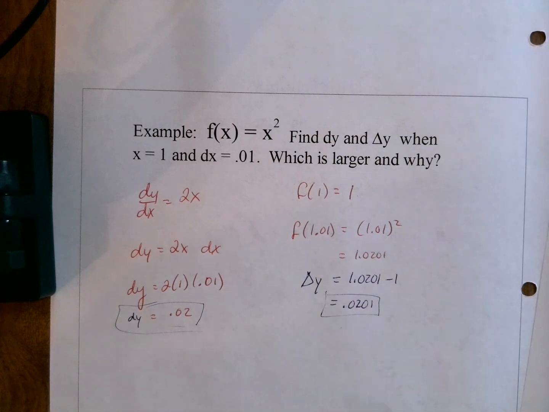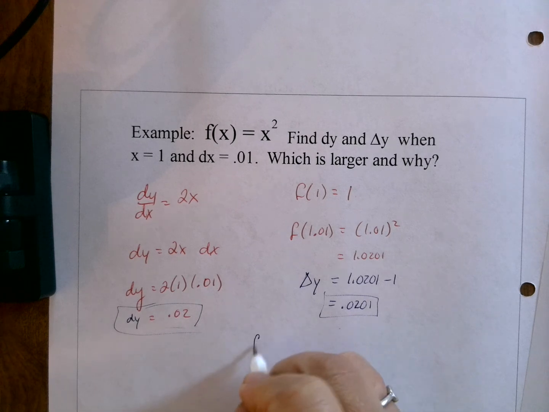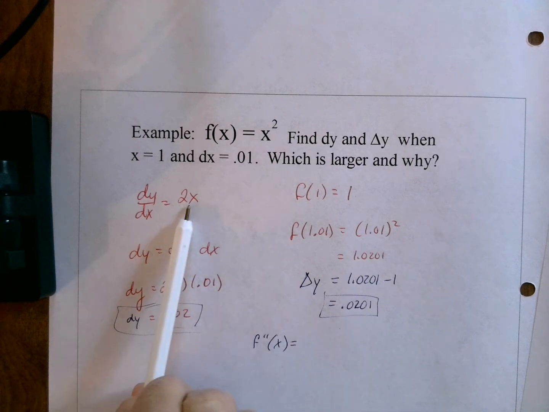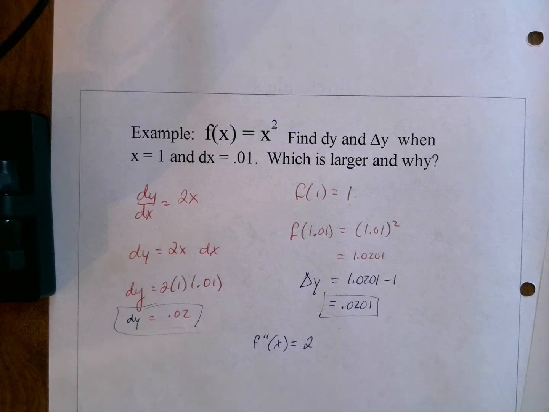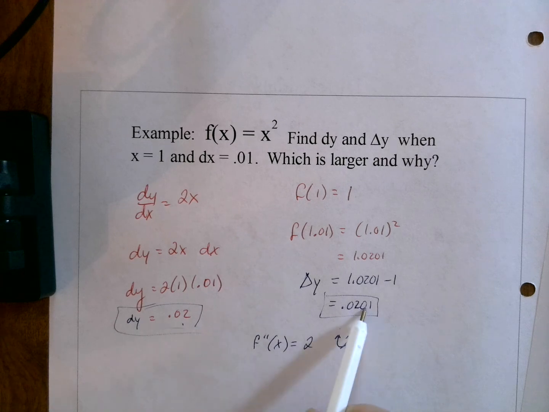Well, looking clearly, delta y is larger, but as we just did in the previous example, do the second derivative. This was the first derivative. The derivative of that is 2. No x's, just 2. That is a positive concavity. The tangent line will be underneath. So this is an under approximation of that.